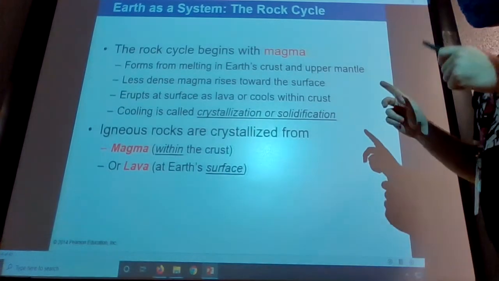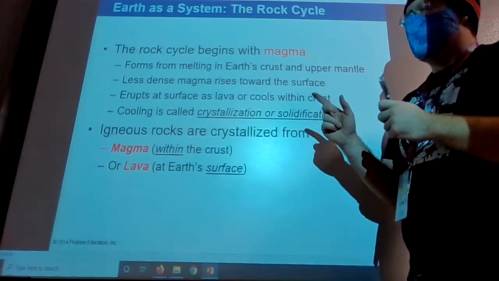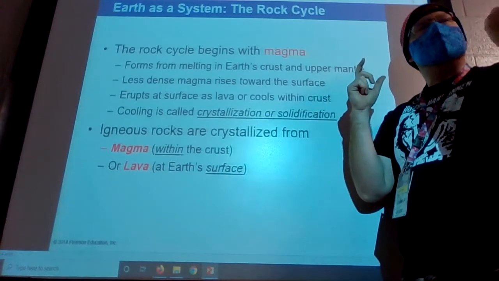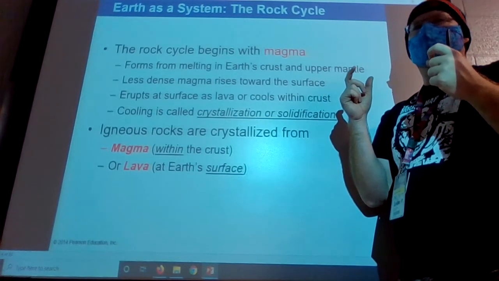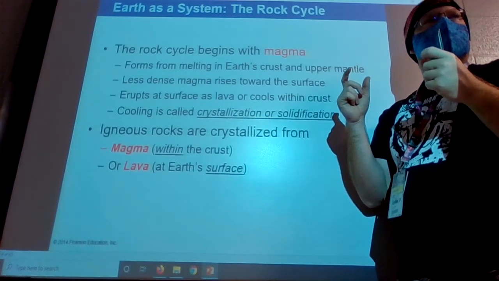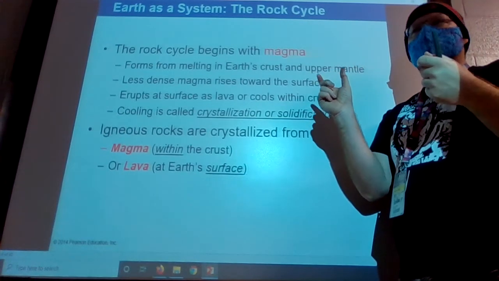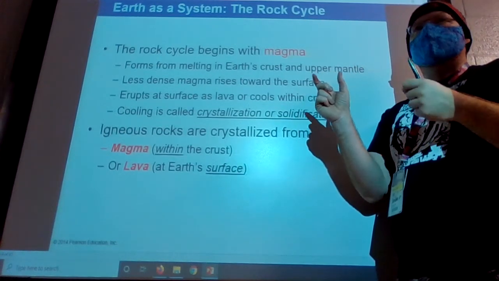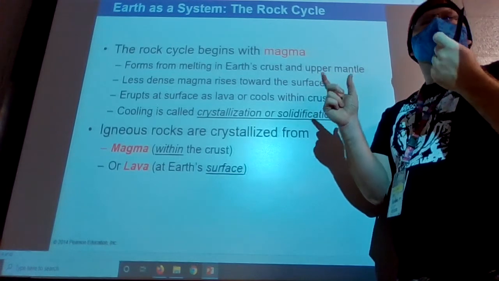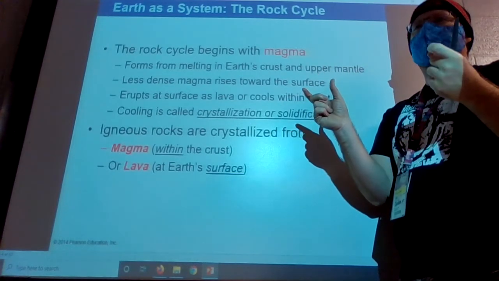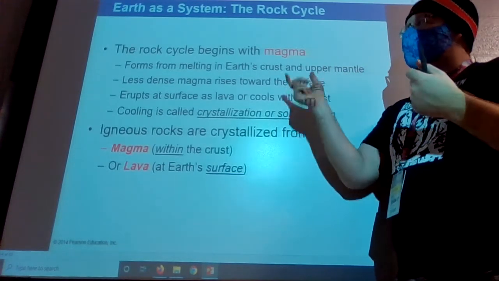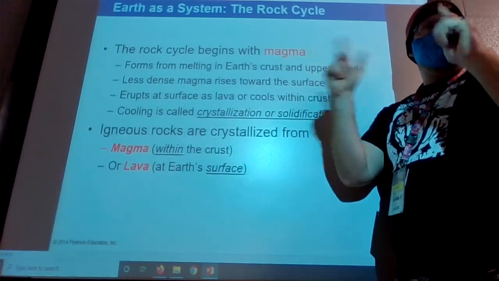And so igneous, which they don't have the term up here, sounds like, I don't know if it's Latin or some other old language, but igneous sounds like ignite. And so igneous literally means from fire, I believe. And so remember that igneous rocks always come from magma. That's the number one way.